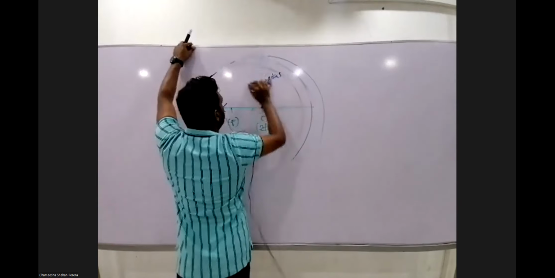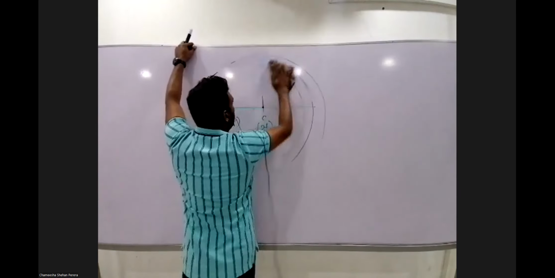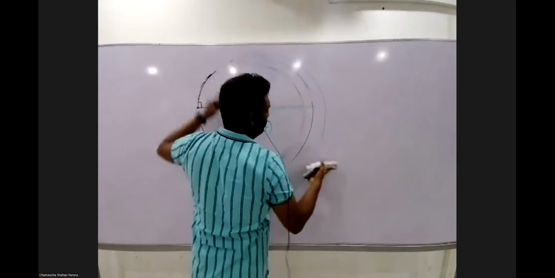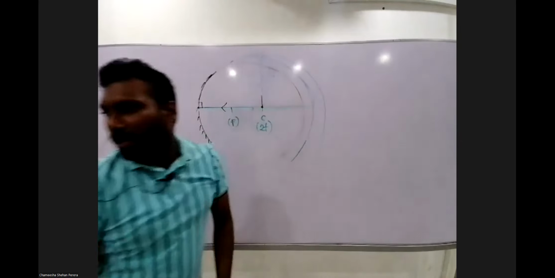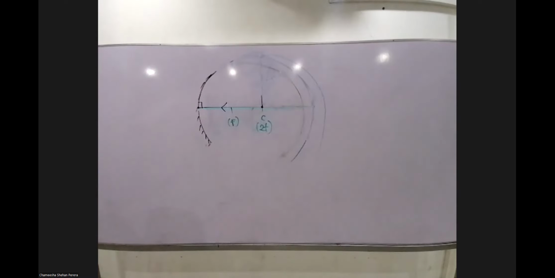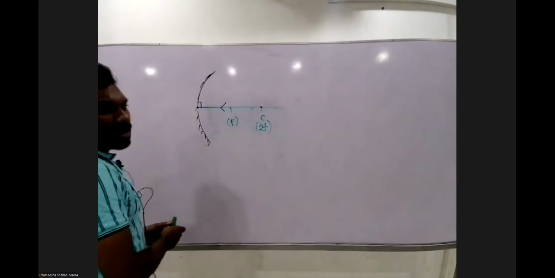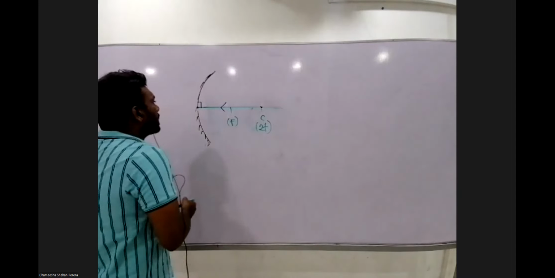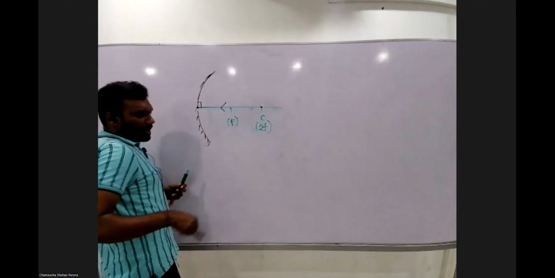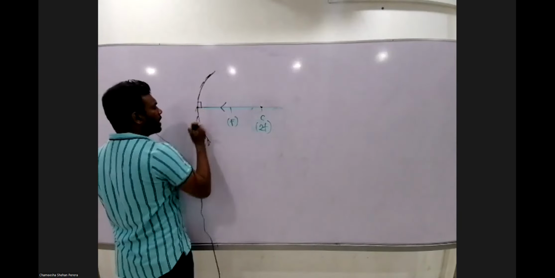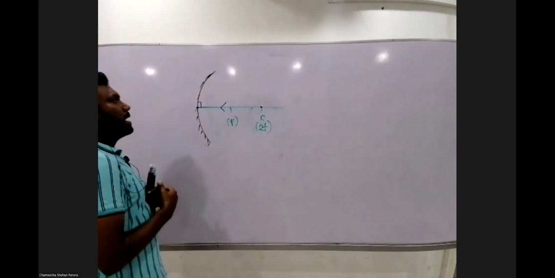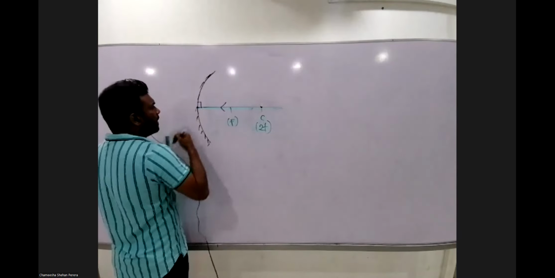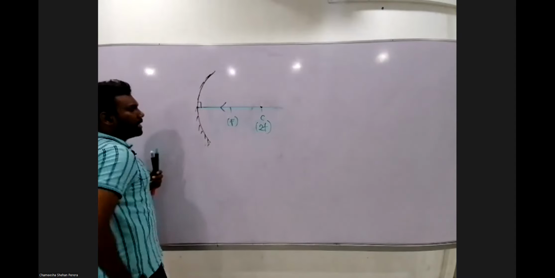So the next thing is, right, the next thing is, just give me a second. Okay. So next thing is, if there was a light ray incident on the mirror through the principal axis, if you can remember, the incident ray is this, right? So this is the point of incidence where the light ray strikes the mirror surface, right?